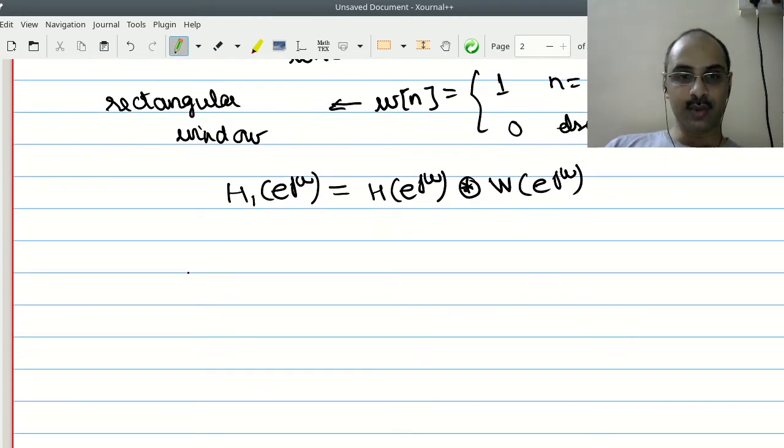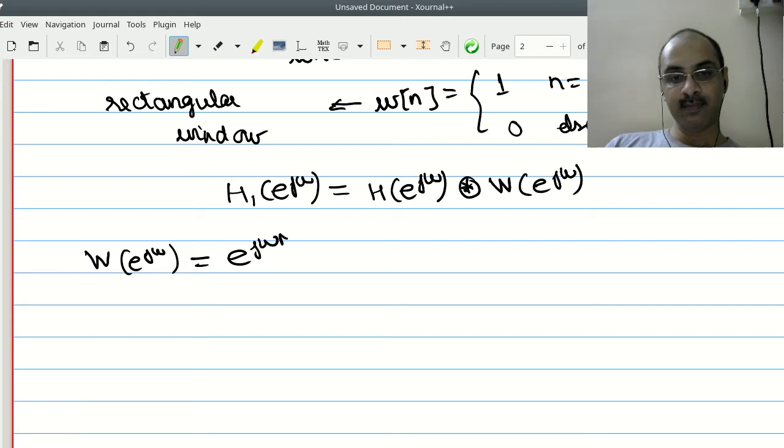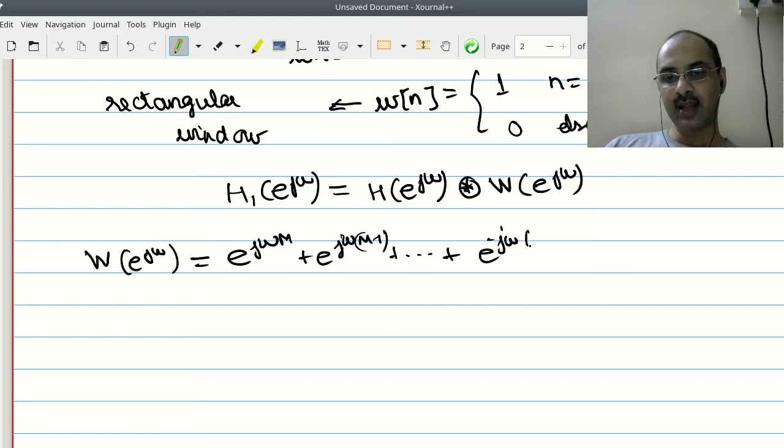Okay, how do we do that? Well, it's very easy. We will just say W(e^{jω}). Remember the definition, it's 1 between −M and M, so it is just e^{jωM}, using the formula, e^{jω(M−1)} plus dot dot dot plus e^{−jω(M−1)} plus e^{−jωM}.